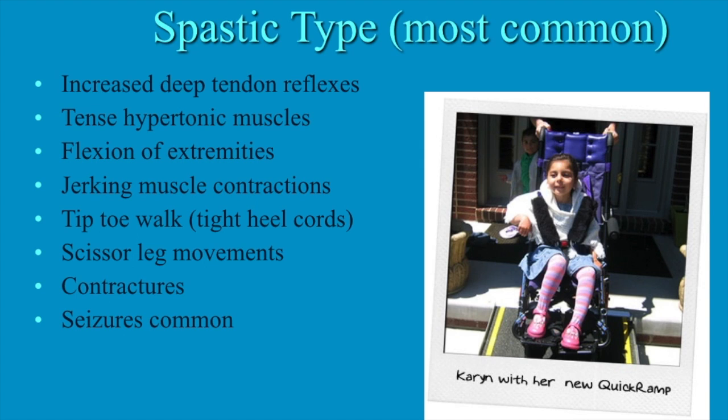And then when you watch them walk, they're tiptoe walking because of those heel cords. They may have what we call scissor leg movements, where they are crossing their legs side to side, and it's very difficult to get them to come back open. Eventually, they're going to develop contractures, and then seizures are fairly common.